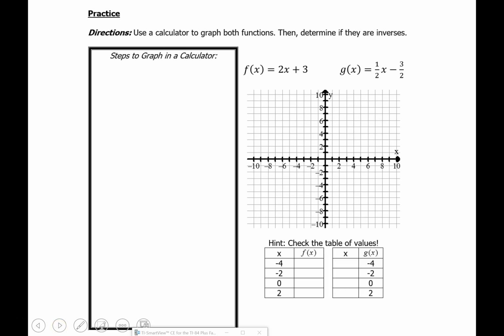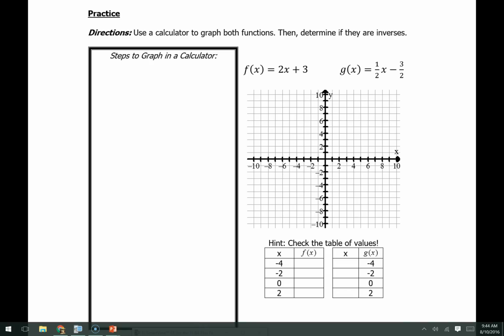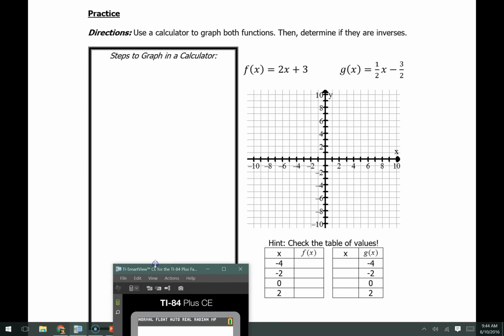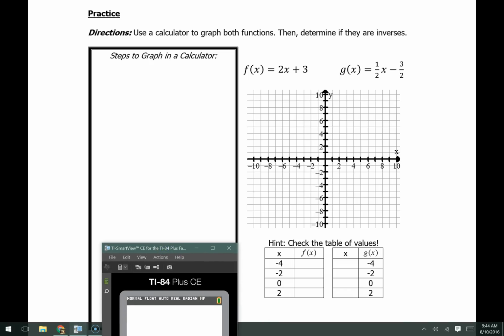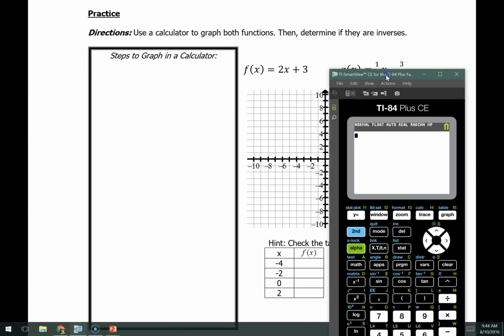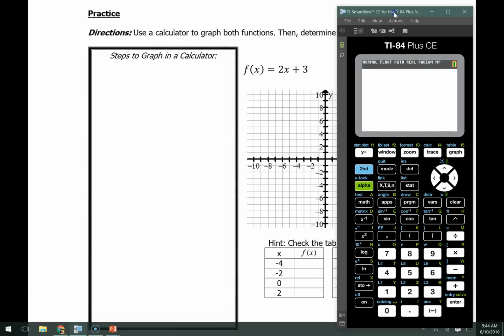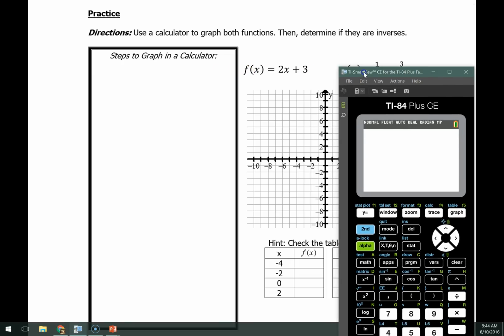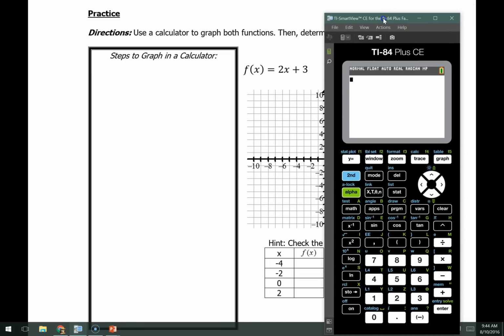All right, so let's do one last piece of practice now. This time we are going to use our calculator to do some graphing and help us out. So I'm going to pull my calculator up here and we are going to write down the steps as we go. So I need to graph both functions and then figure out, are these inverses of one another?